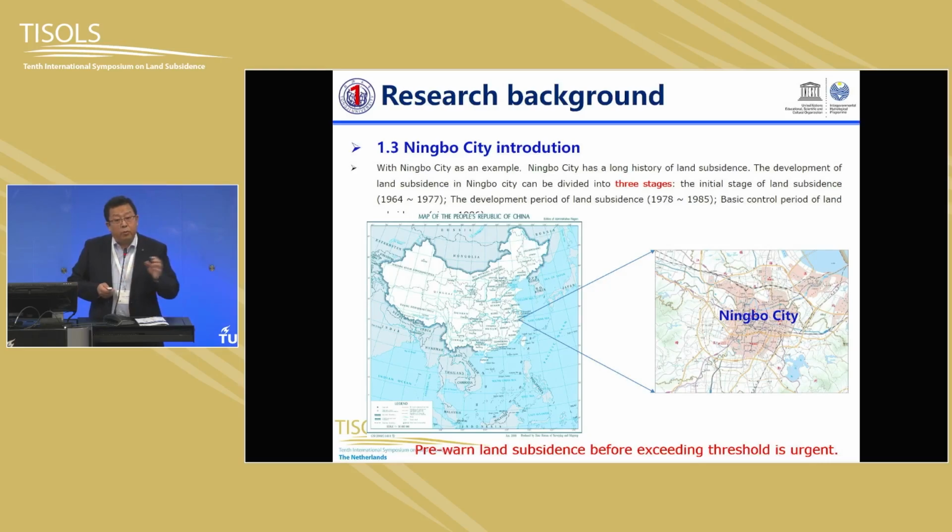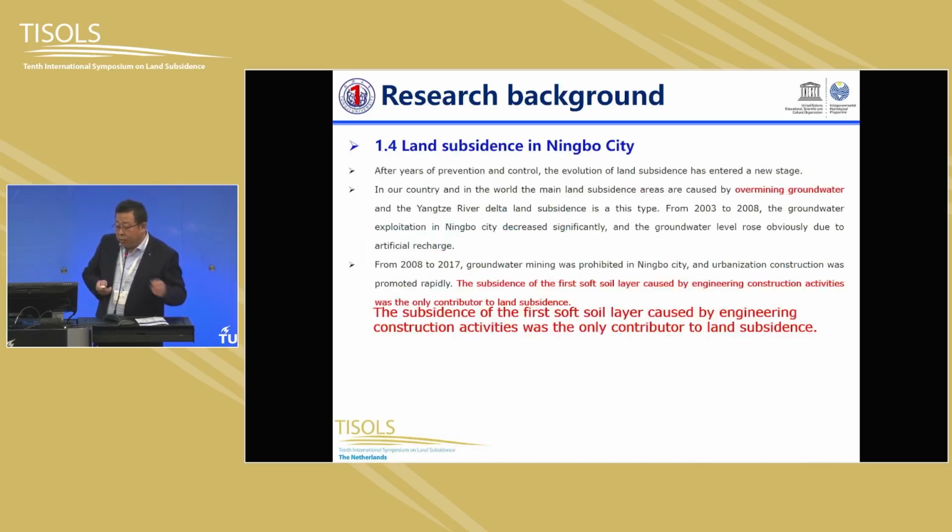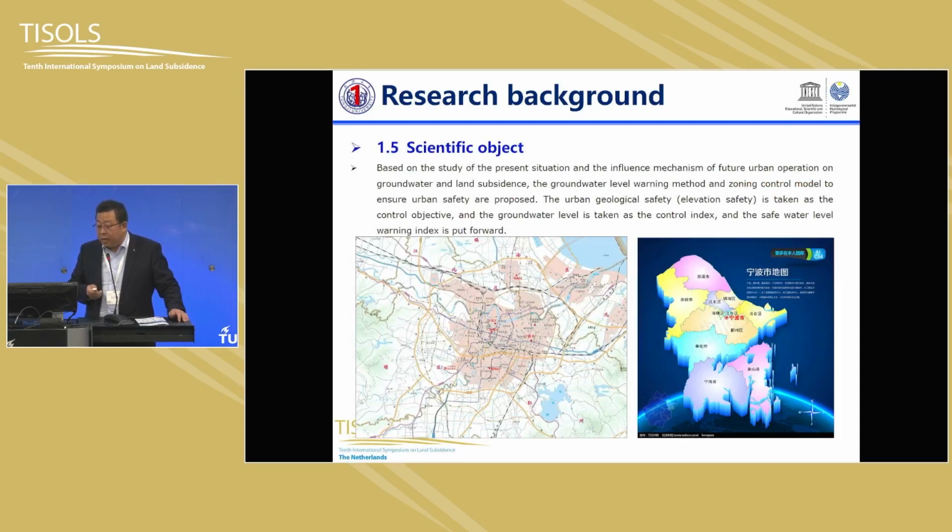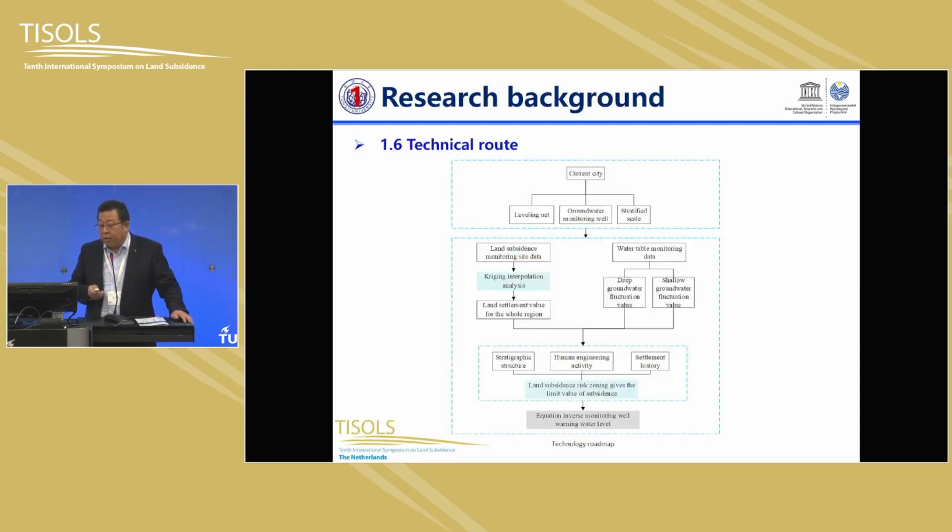However, we will try to keep the elevation at an accepted safe value. So what we want to do is prevent land subsidence in Ningbo City. This is also our scientific objective, and we have a technical route to control this.